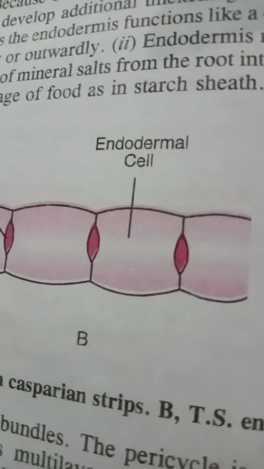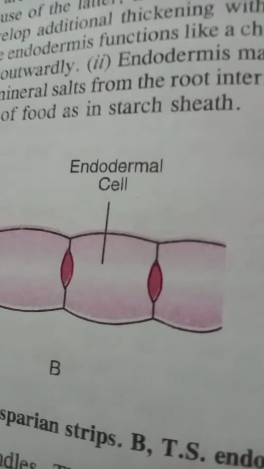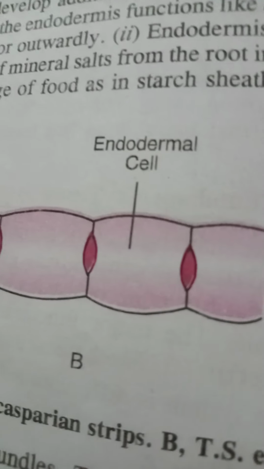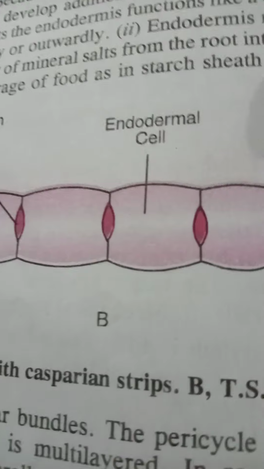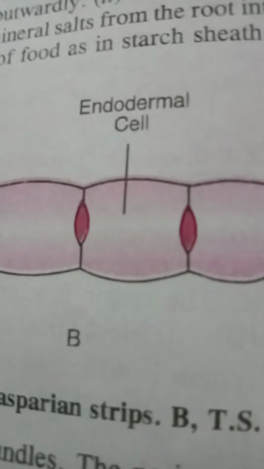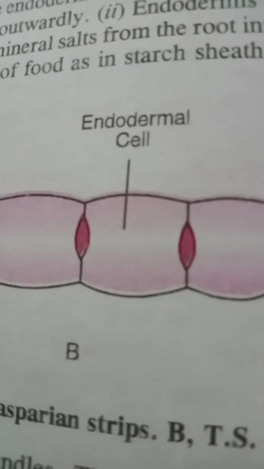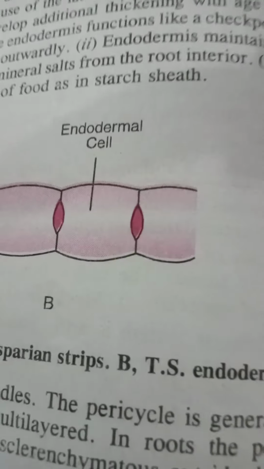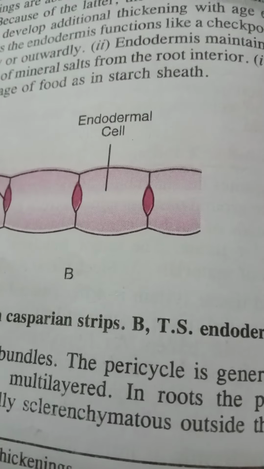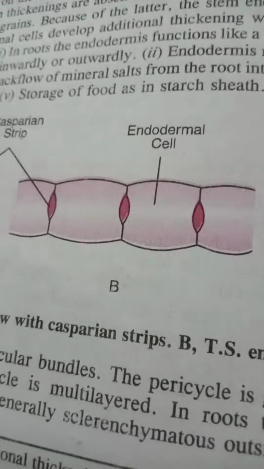These are unicellular, circular in roots. Then they also possess some type of thickenings. Casparian strips are also present in these endodermal layers. Their main function is that they act as a checkpoint, controlling which substances may enter the cell. They have passage cells which allow substances to pass through them. They also prevent backflow of minerals from the root interiors.